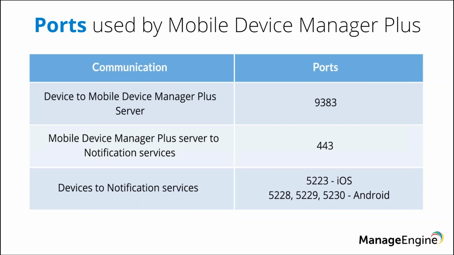But in the case of on-premise, you should open an inbound port to your server, which is 9383, for device to Mobile Device Manager Plus server communication. And the other ports out there are for the rest of the services as well.